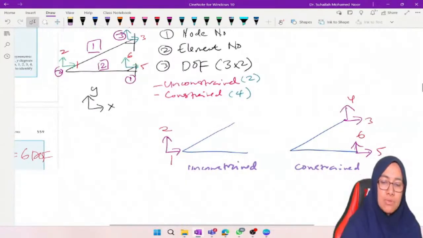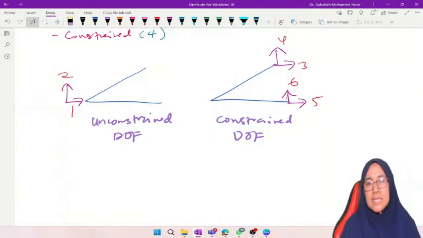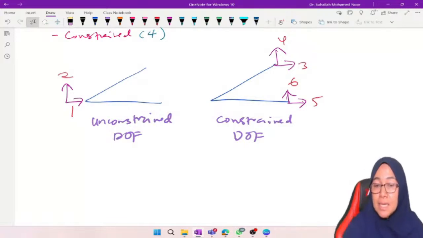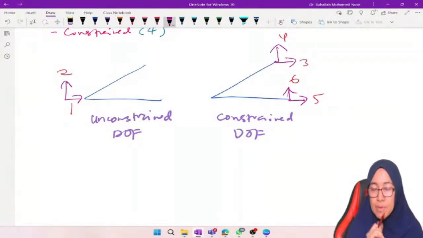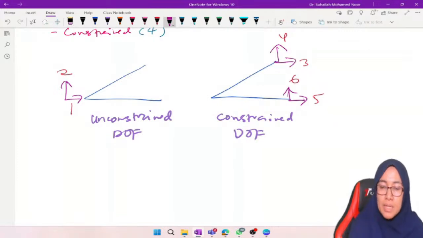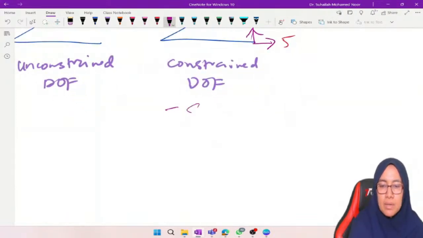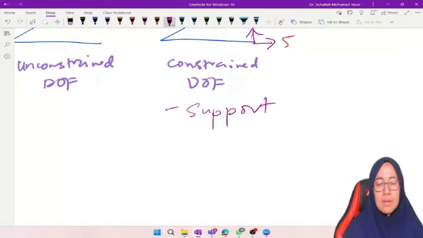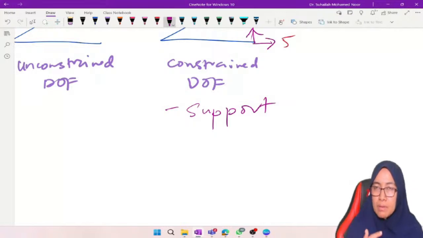Going back to this, we have to understand the characteristic of each system. We have unconstrained degrees of freedom and constrained degrees of freedom. Constraint first, because constraint is support. What is the first characteristic? Constraint is support, pin support or roller support. There is no fixed support in TRUSS.